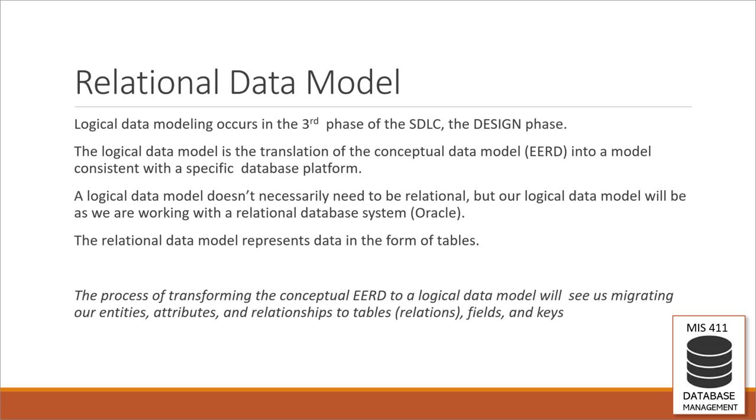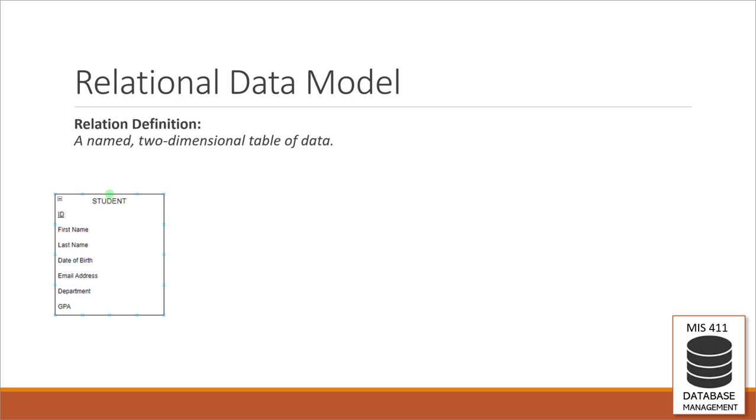And the relational data model is really going to represent data in the form of tables. And we're going to call them different things. We'll actually call them relations. But what we've been working with in our SQL exercises, where we're selecting from tables, that's essentially what we're talking about here. We're taking entities and we're turning them into tables. And then the relationships become something else. And you'll see that as we move forward. So the process of transforming the conceptual EERD to a logical data model, we'll see us migrating our entities, attributes, and relationships, and that's what we've been dealing with to this point, right, to tables, also known as relations, fields, and keys.